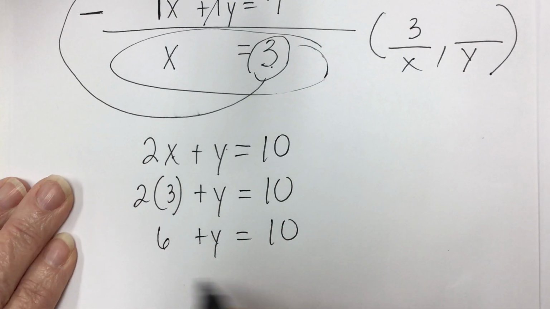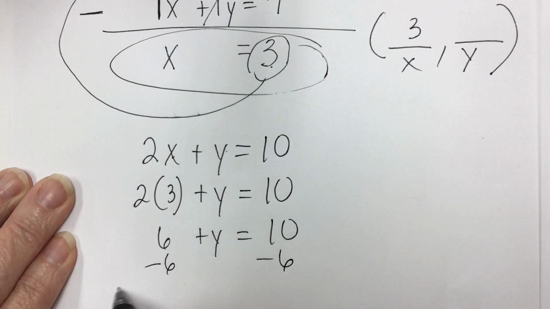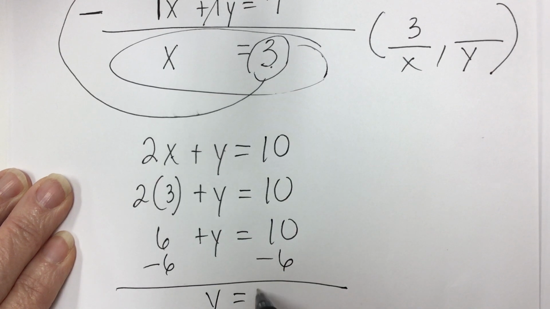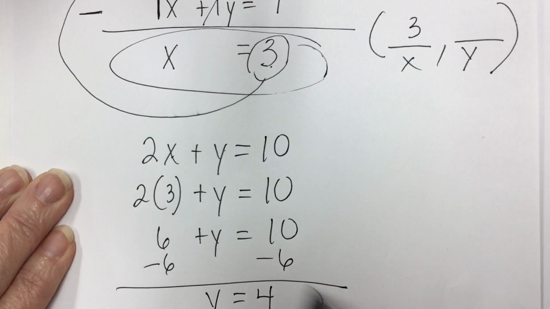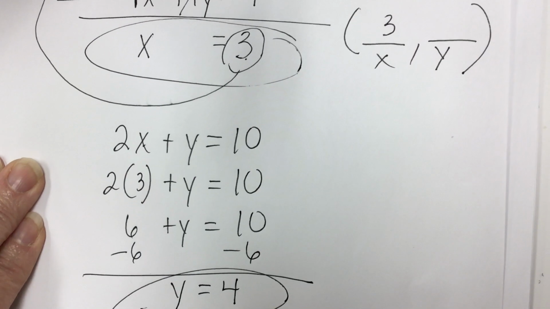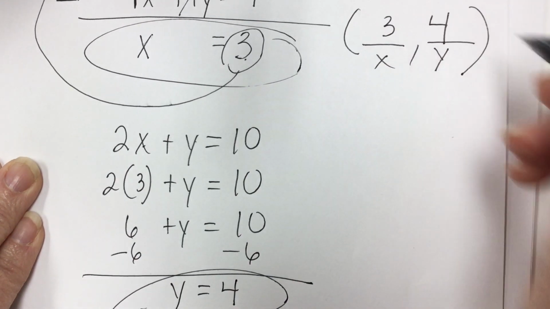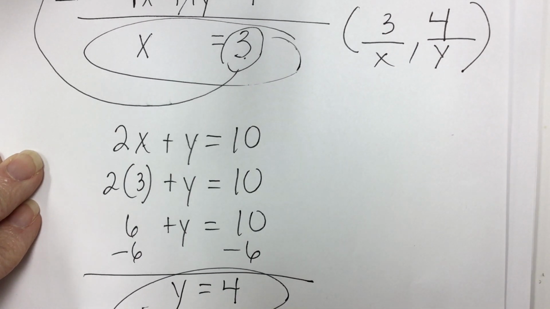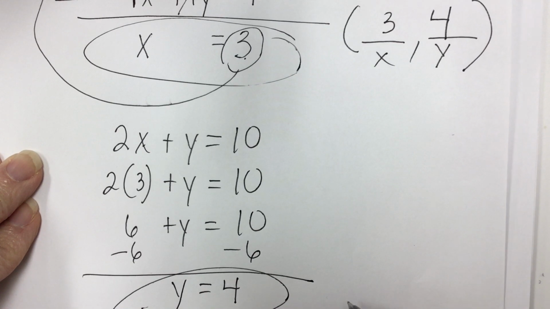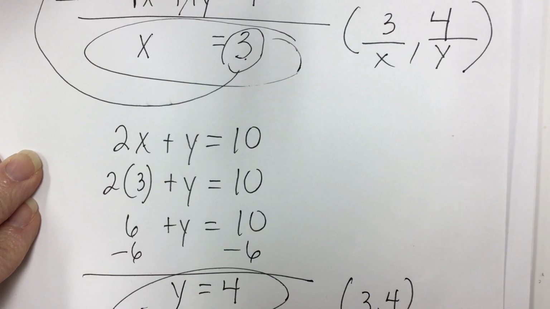Solve for y. Subtract 6 from both sides. So I end up with y equals 4. So y is 4. So when x is 3, y is 4. Now we can check it. We will check our answer, 3, 4.